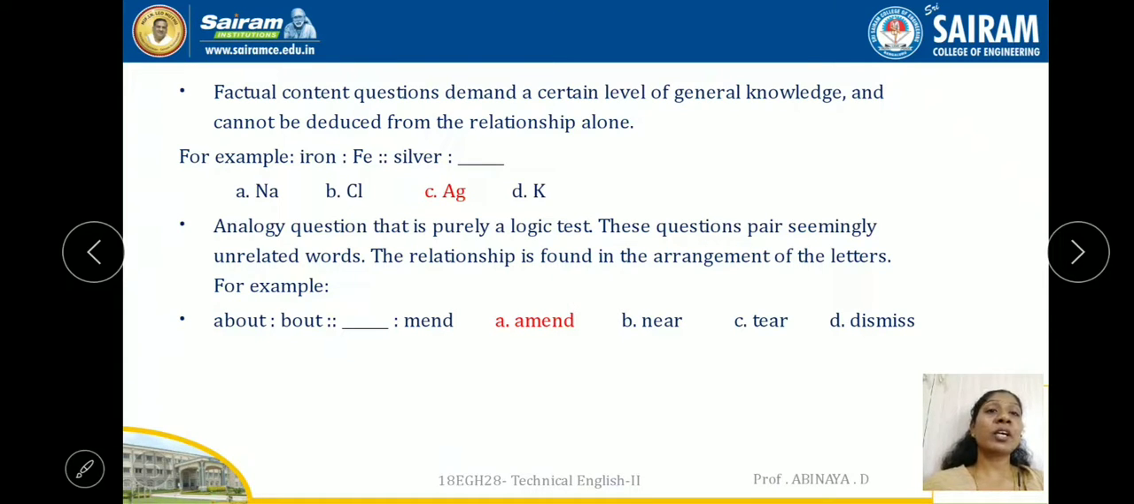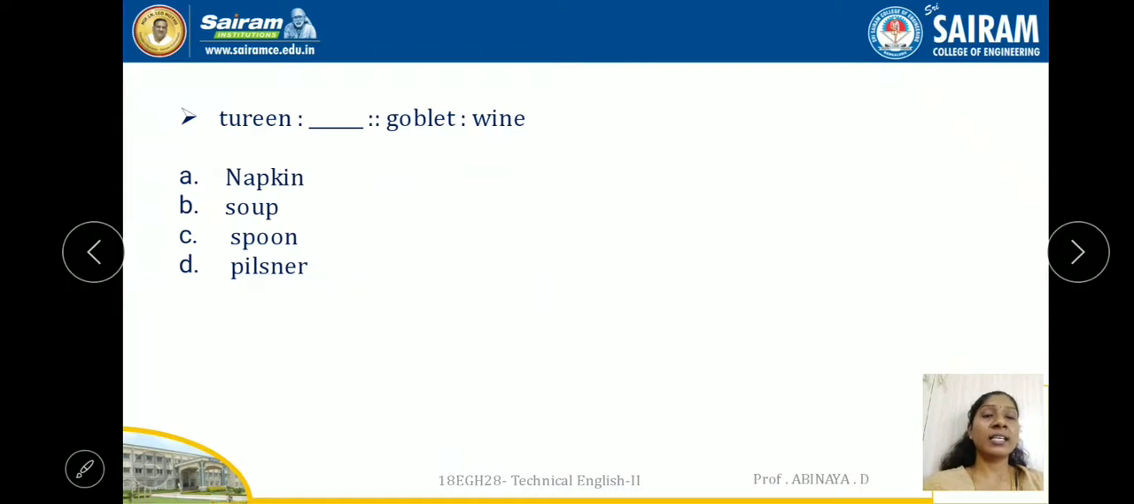An analogy question can also be a purely logical test. This kind of question has barely seeming unrelated words. The relationship is found in the arrangement of letters also. For example, about, blank, mend. So near, tear, dismiss will never come. Amend, adding a here. So amend comes here. So let us see.